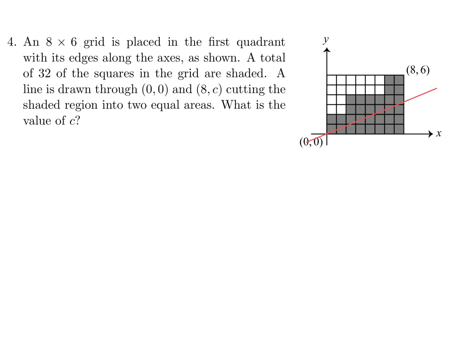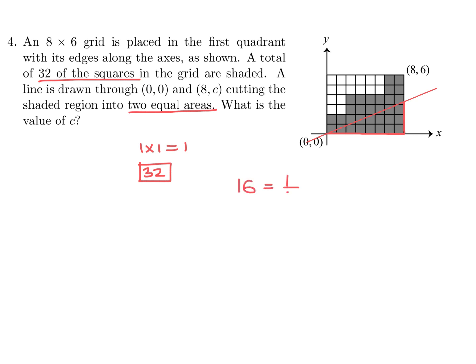Okay. Well, how many are there shaded? They're saying 32, right? And each of them is like a 1 by 1. So 1 by 1, which is 1 obviously, is the area of each of those shaded squares. So 32 would be an area of 32. So if that line divides the shaded area into 2 equal, then that means what's above will be 16 and what's below will be 16. So this triangle will have an area of 16.